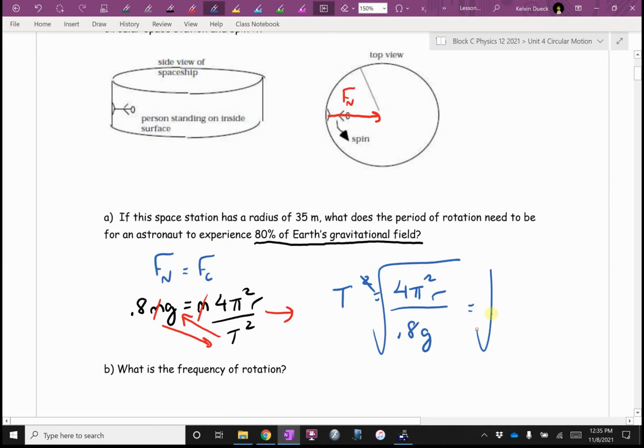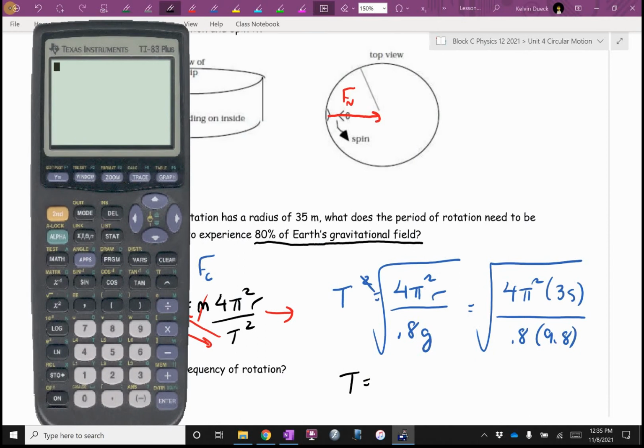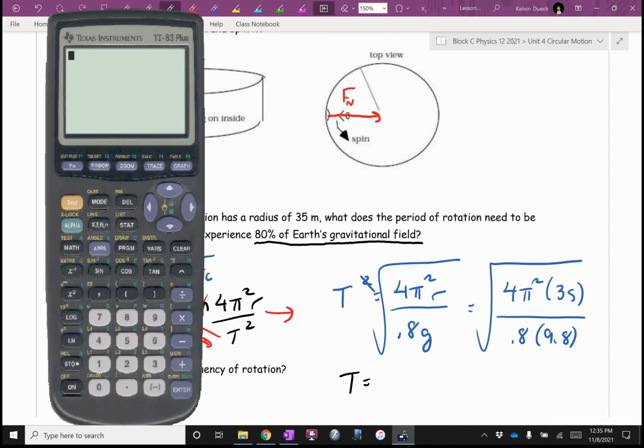So let's plug in our numbers. 4 pi squared times 35 divided by 0.8 times 9.8. This one is absolutely worth trying on your calculator, making sure you can type this in. If you don't have a calculator here, now would be the time to sheepishly fess up and power off your smartphone. Calculator here? This would be a good thing to try typing into your calculator. Mr. Dewick says, strongly hinting.